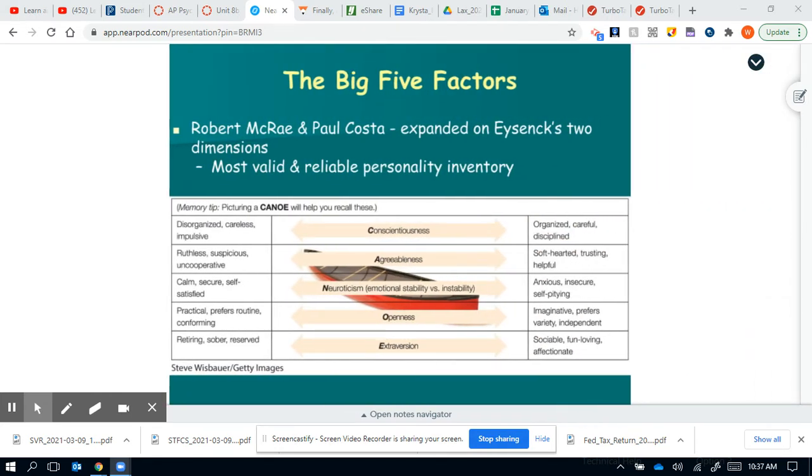All right, the one that is used most often now, and the one that is considered to be the most valid and the most reliable, is what is called the Big Five. Big Five factors or Big Five inventory. McCrae and Costa took Eysenck's 2 dimensions, extroversion and emotional stability, and added 3 more of them: conscientiousness, openness, and agreeableness.